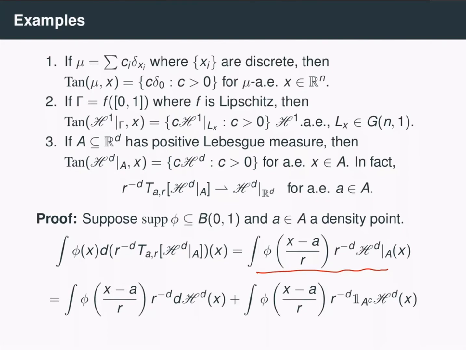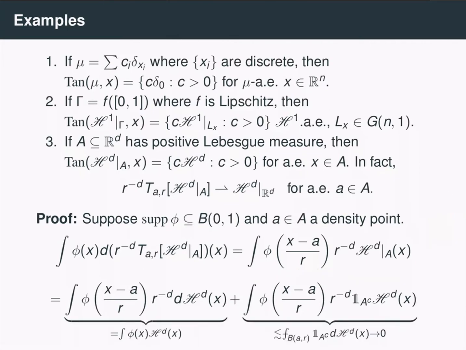And we can write the characteristic function of all of Euclidean space as equaling the sum of the characteristic function of A plus the characteristic function of A complement. So this means that the characteristic function of A is equal to just 1 minus the characteristic function of A complement. And that allows us to split the integral into this sum, where we have the integral of phi with respect to Hausdorff measure, plus the integral of phi times the characteristic function of A complement with respect to Hausdorff measure. Now we observe two things. One is that by a change of variables, you can actually show that this integral is just equal to the integral of phi against Hausdorff measure.